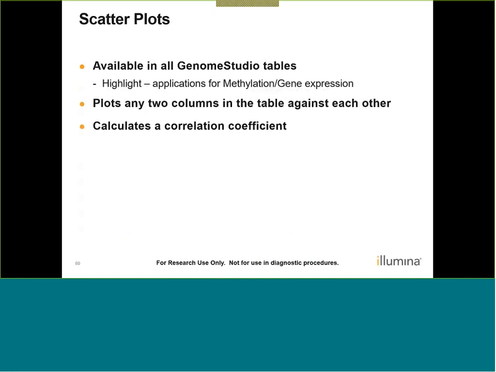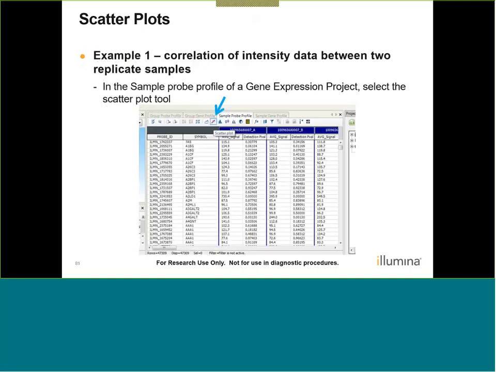Scatter plots are available in all GenomeStudio tables. They have applications for methylation and gene expression. They plot any two columns in the table against each other, and it calculates a correlation coefficient. Now in this example, we're going to correlate intensity data between two replicate samples.